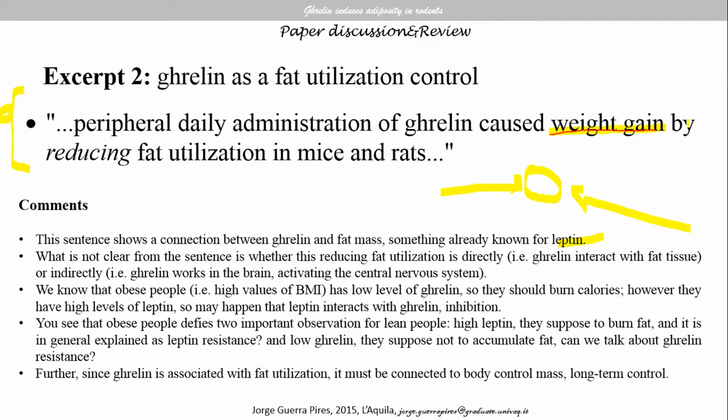So it's a kind of paradox, because you know that if you have a high level of ghrelin, it should diminish fat utilization. So that's what happened. But people that have a high body mass index, that are considered obese, have a low level of ghrelin, so they're supposed to burn their energy. So they do not do that. So that's one of the extremes of the rule that I mentioned before.